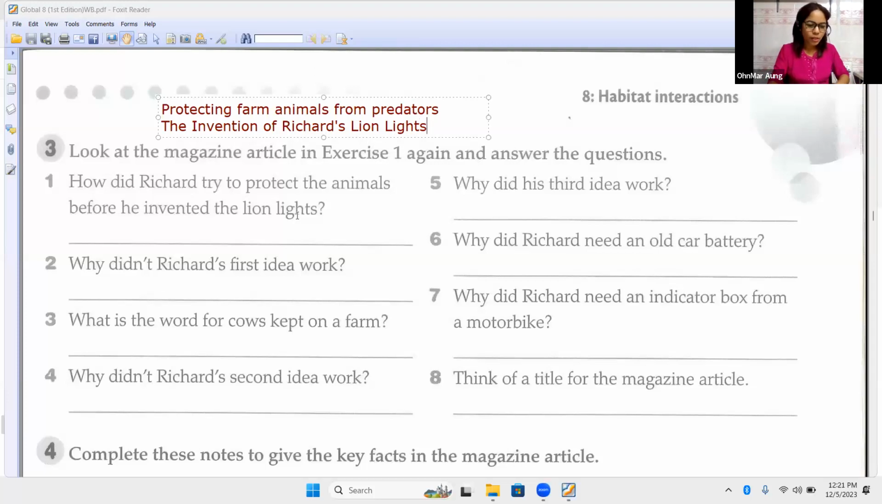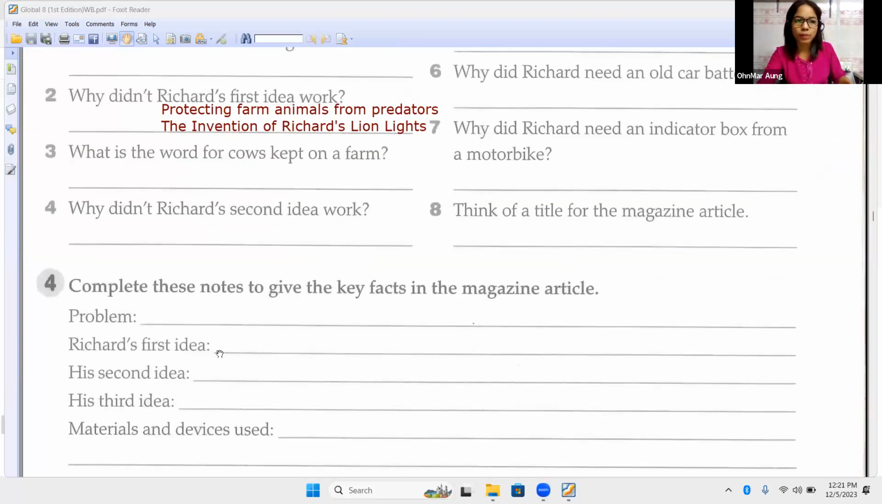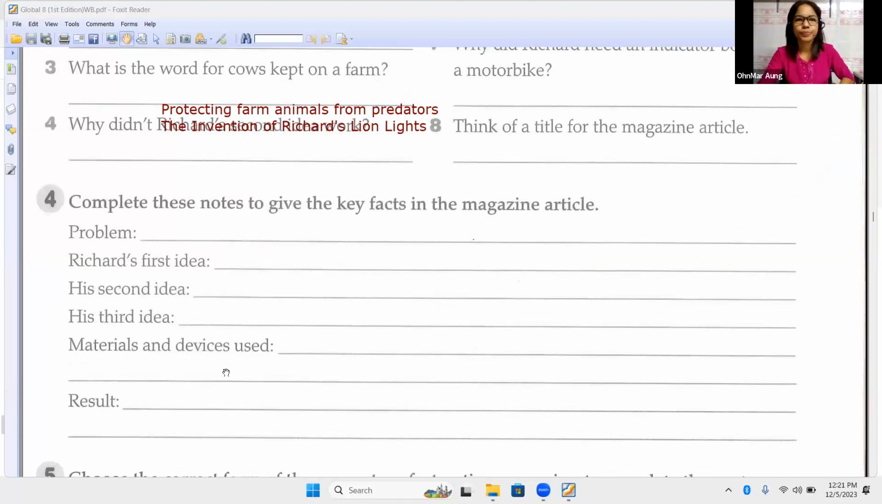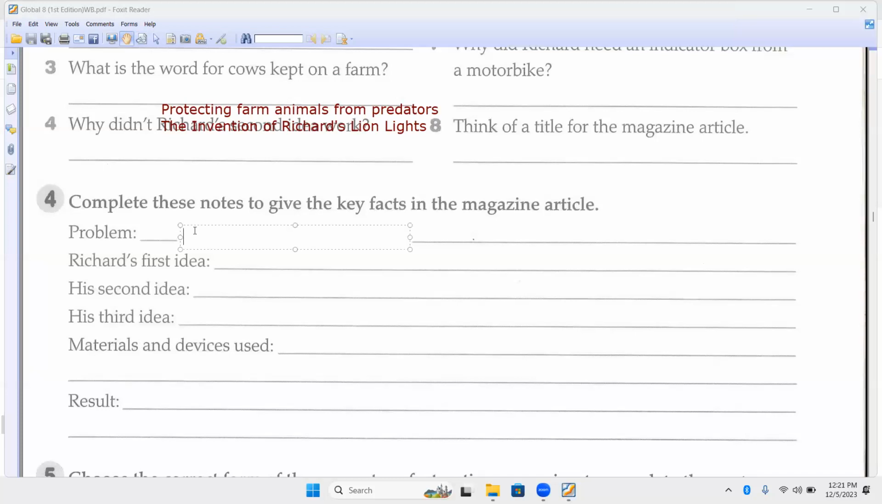And number four, you must be able to catch the main ideas. Sometimes in the exam, you will be asked that way, note taking the key points. Let's discuss together. Number four, key facts in the magazine article. Problem. Tell me problem. What do I have to write for problem? Make it short. What problems?